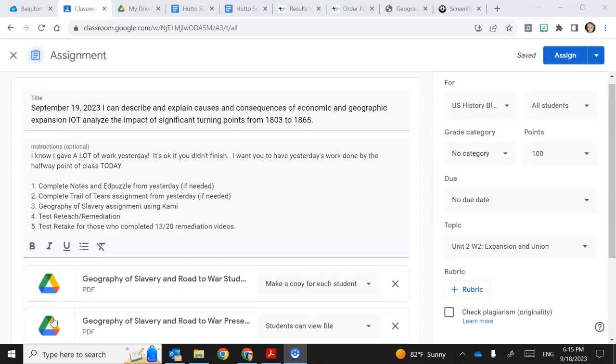So, September 19th, 2023, I can describe and explain causes and consequences of economic and geographic expansion in order to analyze the impact of significant turning points from 1803 to 1865.